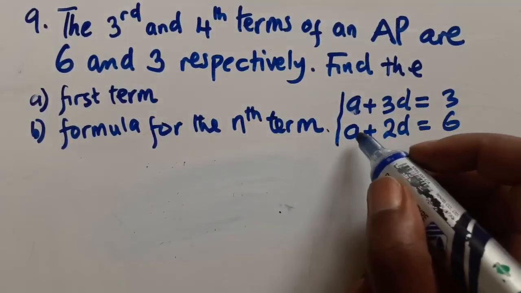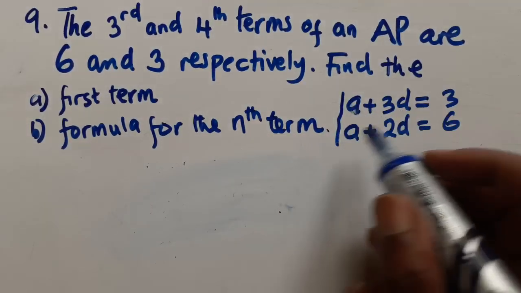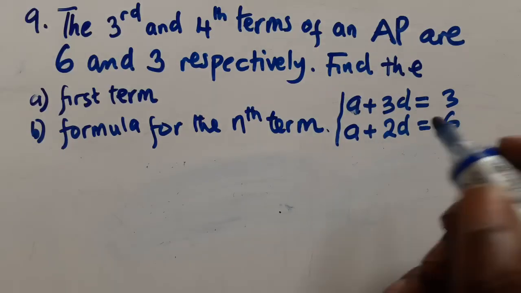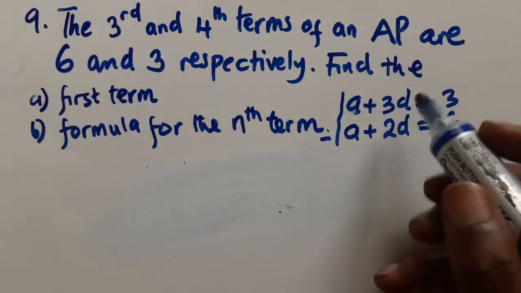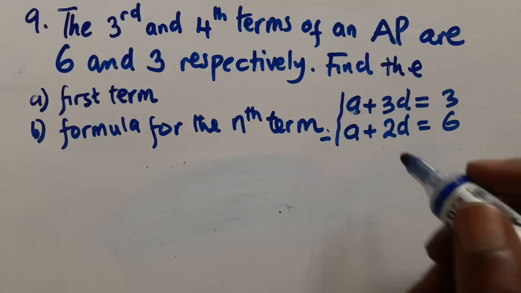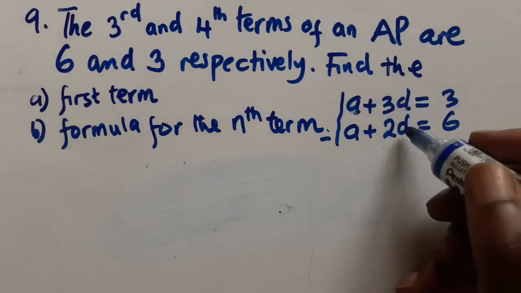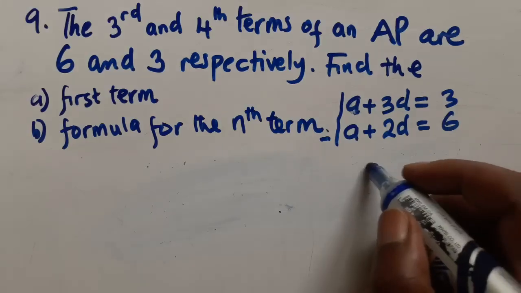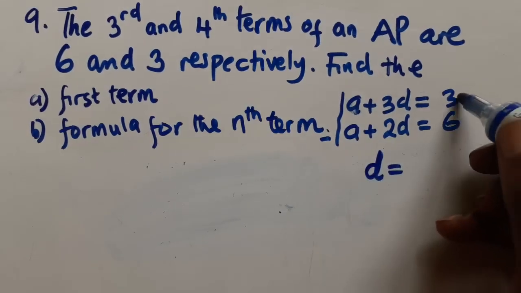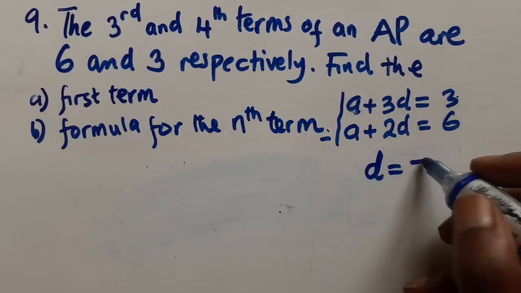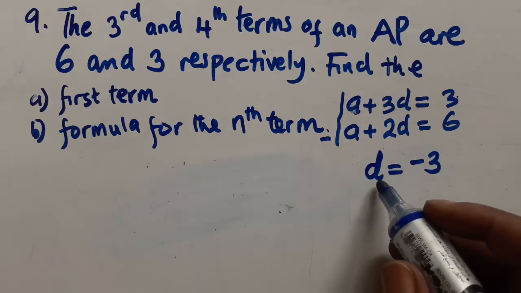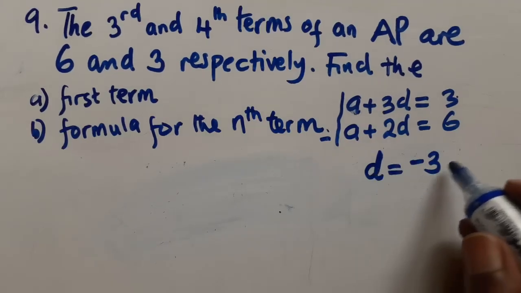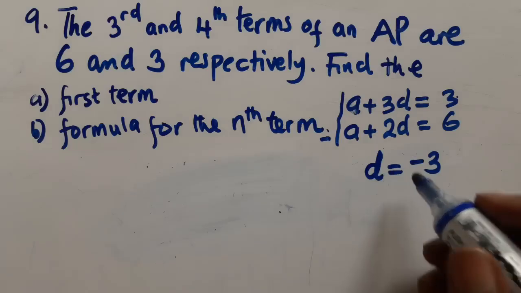So as you may see here, A has the same coefficient, so we can eliminate A. To eliminate A, we say A minus A, we get 0. Then we come to 3D minus 2D, we just get D. Then 3 minus 6, we get negative 3. So D is equal to negative 3. This is our common difference.